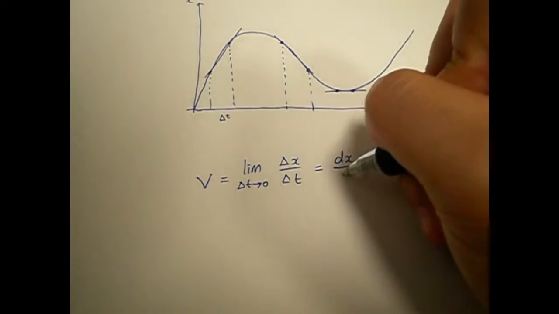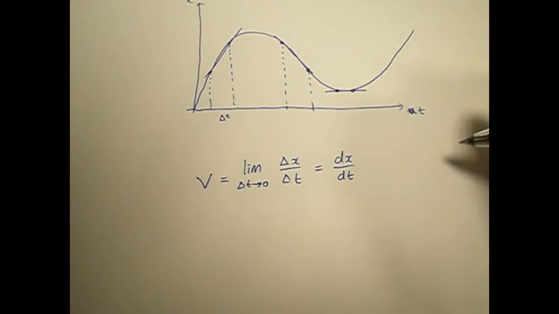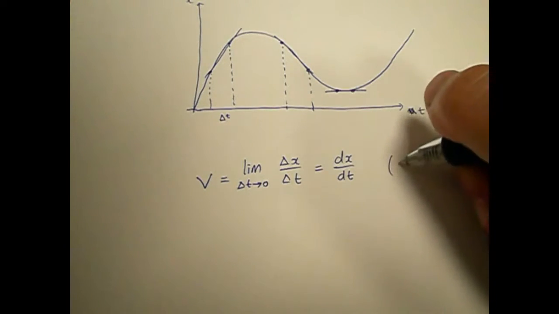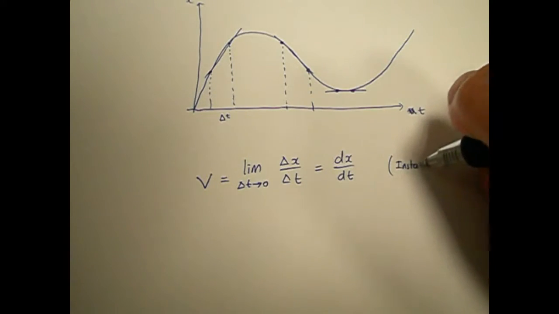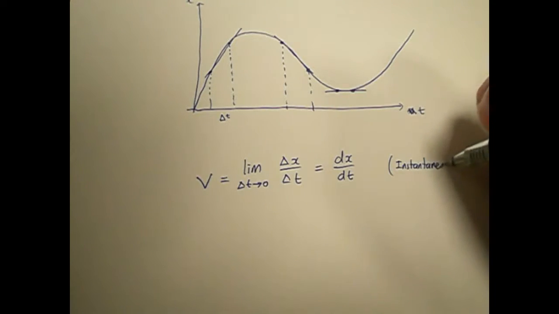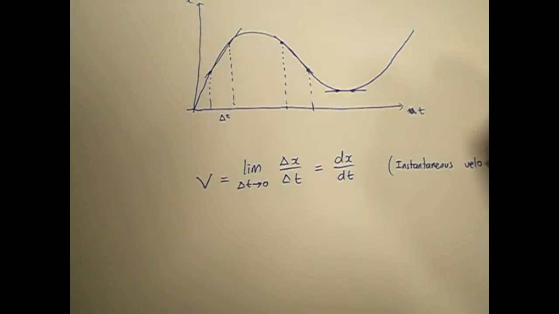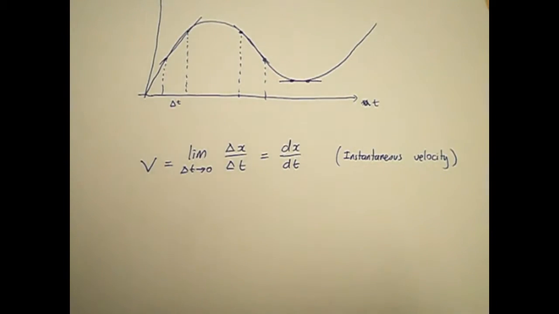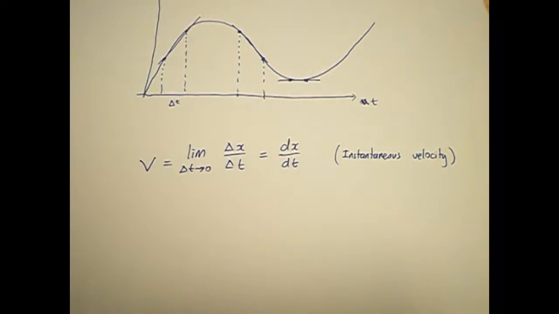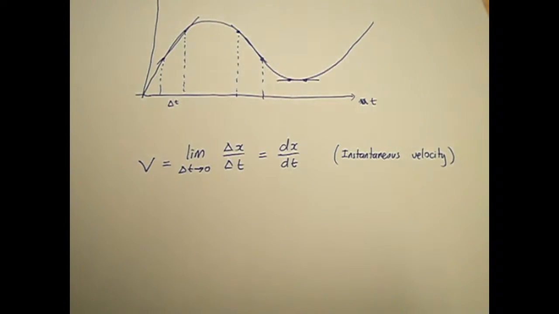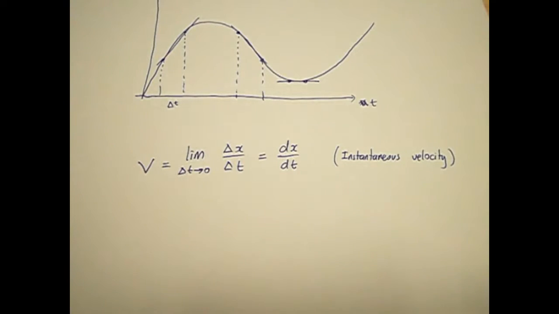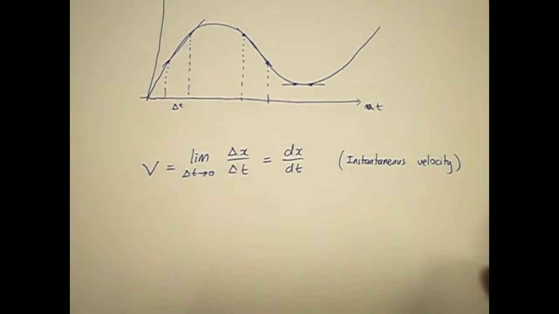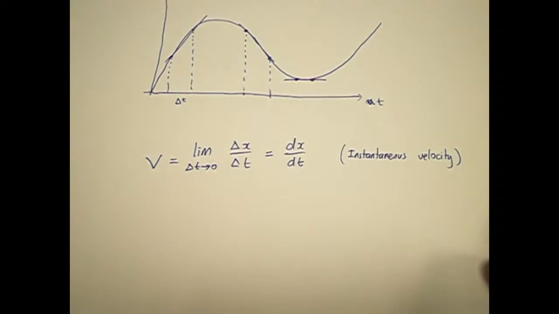Mathematically, this is defined by taking the limit where delta t goes to 0. This is equivalent to taking the derivative of x with respect to t, the process of differentiation. From this reasoning, we have arrived at our definition of velocity. v is the limit, as the time interval goes to 0, of the average velocity. We can also equivalently say that velocity is the rate of change of position.